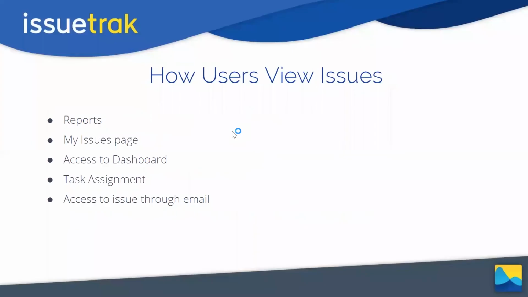Now, when we come back here, what happens after the fact? So users can do things. As you saw a minute ago, the users' access is controlled by permissions. What permissions they have is going to control their access to some of these items here. For example, the user that we just logged into didn't have reports. He didn't have the My Issues page. He didn't have access to the dashboard. He was not going to be assigned a task, or have access through email. So these are all the ways that users can view issues depending upon their user permissions.